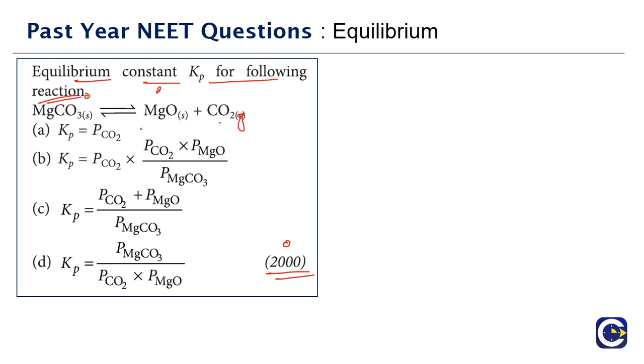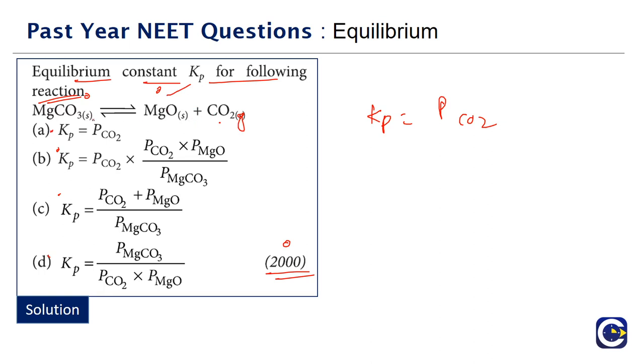So for this, we have to conclude which of them is the correct expression. They are always talking in terms of Kp. See, Kp will be equal to the partial pressures of the product gases raised to suitable powers divided by the partial pressures of the reactant gases. But if you see, there is only one gas in the entire reaction mixture, which is CO2.